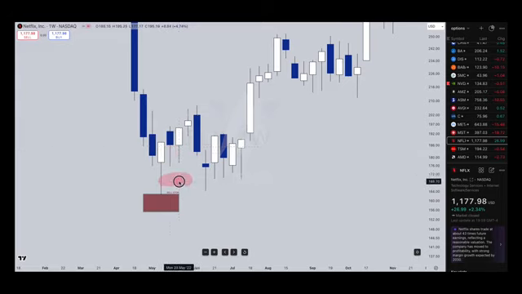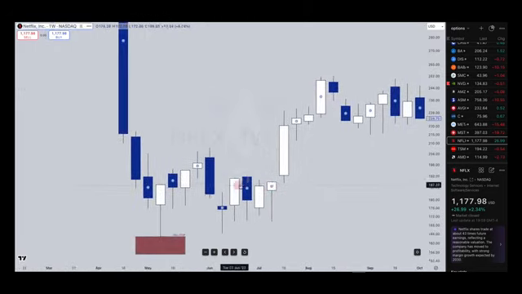They're gonna put their stops below this low. Meaning they expect that price should not go below this low and price should go higher so they can make some money.